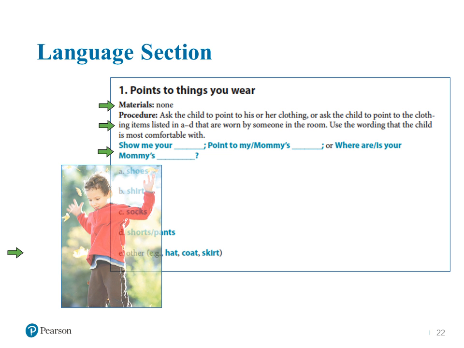You will ask the child to point to his or her clothing or ask them to point to the clothing items listed in A through D that are worn by someone else in the room. You should use the wording that the child is most comfortable with. You can kind of see behind here, I have it blocked by this just because these are actual items, but you will ask specific things like shirt, shoes, etc.